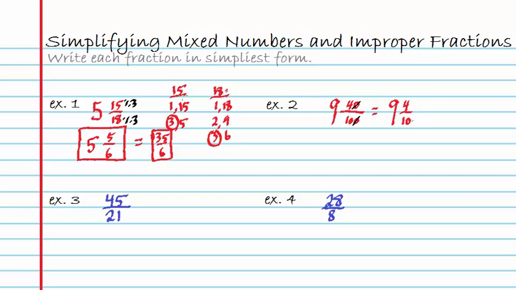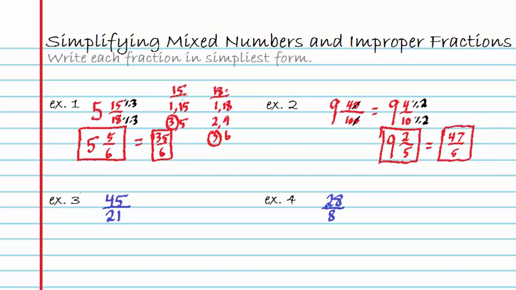I have two pretty small even numbers, so I'm going to divide the top and bottom by 2, and that's going to result in my simplest form. 4 divided by 2 is 2, and 10 divided by 2 is 5. So 9 and 2/5 would be my simplest mixed number for example 2. And if you wanted to change it to an improper fraction at this point, that would be 9 times 5, which is 45, plus 2, which is 47, over my denominator of 5, so 47 over 5.